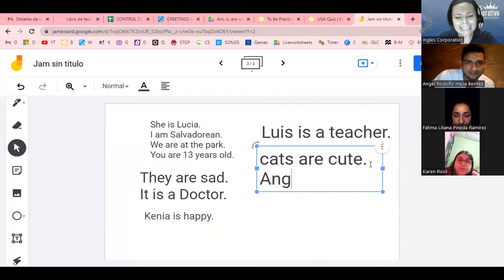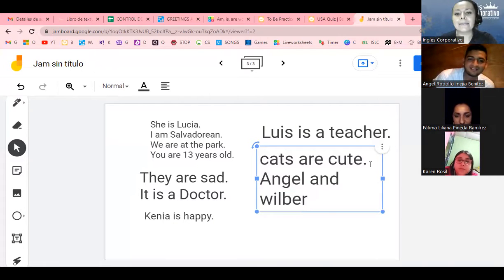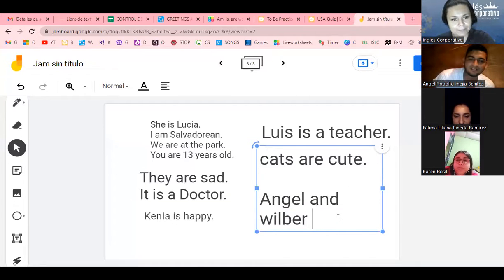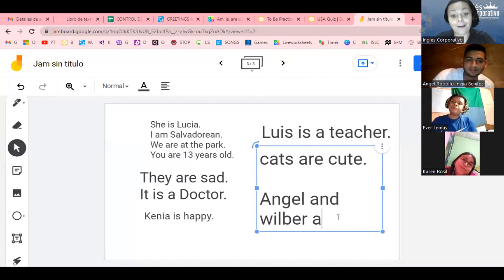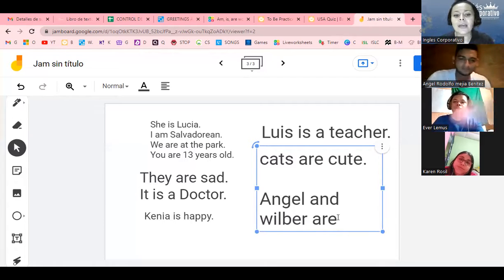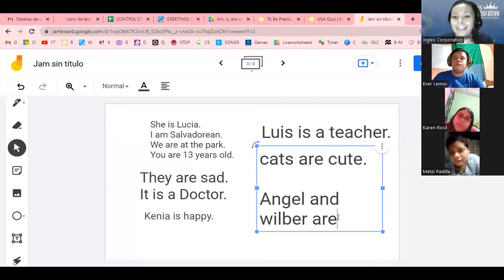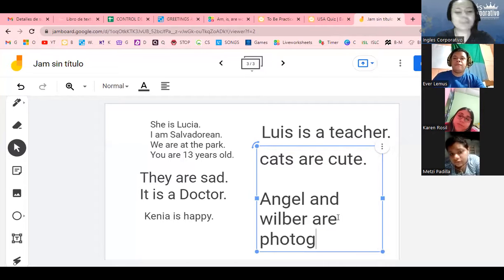Vaya, ahora, y en el caso de que miren, tengo yo así a Ángel and Wilber. ¿Cuál sería ahí el verbo to be para Ángel and Wilber? Como estoy hablando de dos personas, de ellos, entonces they are. Very good. Are. Porque estoy hablando de they, ¿verdad? Entonces, ellos son, vamos a ver, fotógrafos. Ángel y Wilber are. Do you know how to say photographers? Photographers. Almost means photographers. Okay, but very good.